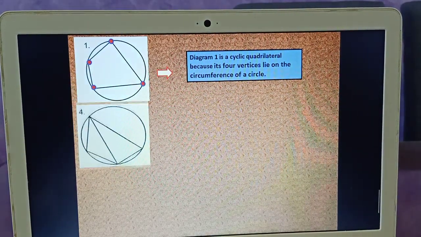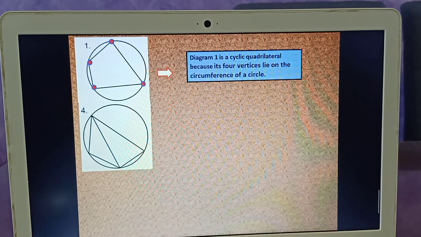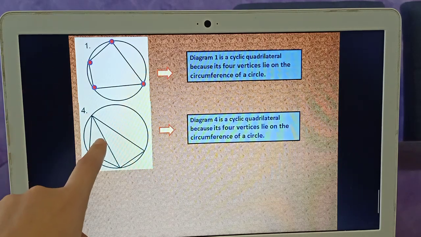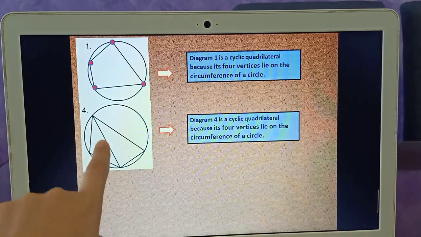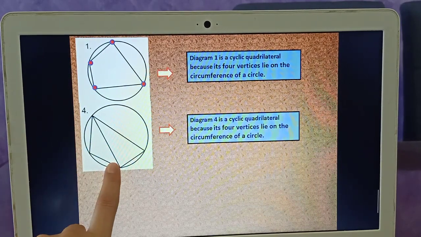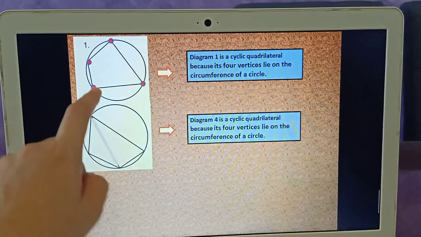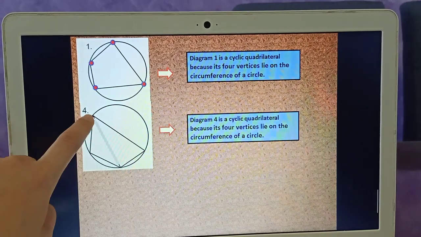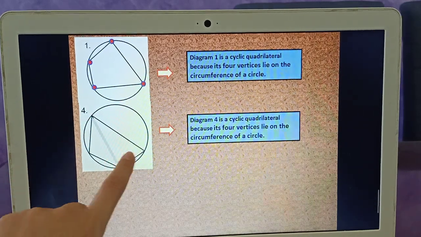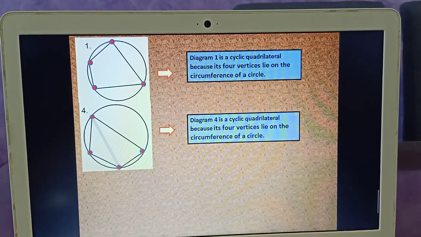How about diagram 4? Diagram 4 is also a cyclic quadrilateral because its four vertices also lie on the circumference of a circle. You can just ignore this center line, because it is drawn to distract you. So you assume that it does not exist. As you can see, this is a quadrilateral, and it happens that all the vertices are on the circumference of a circle. So this is a cyclic quadrilateral.